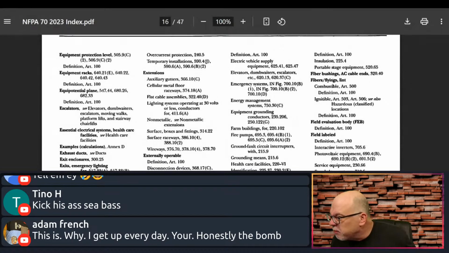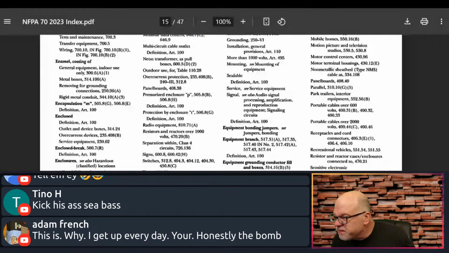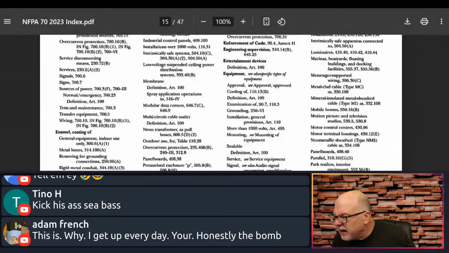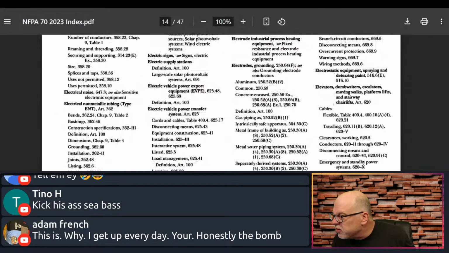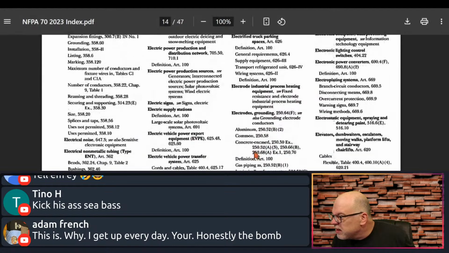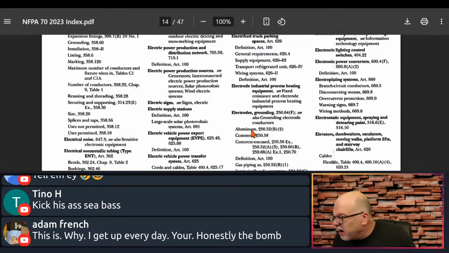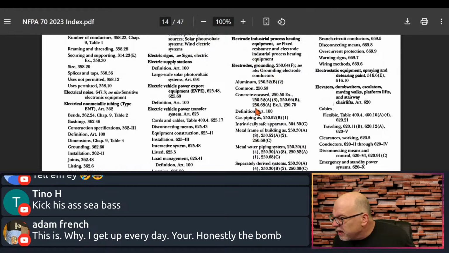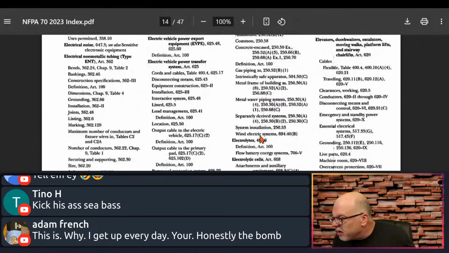Okay, so let's see here. I'm going to go under electrodes and see if there happens to be anything under electrodes. Okay, so I am under grounding electrodes right here. Y'all see it? All right, so I'm just going to come down here and see what we've got under separately derived systems right here.